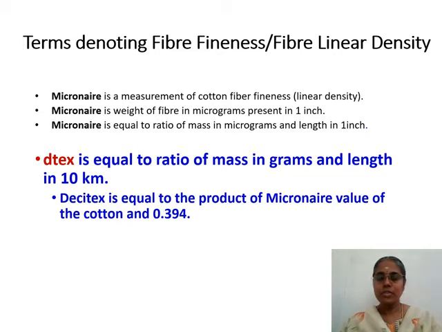So usually when you mix synthetic and cotton fibers, you check whether, when you blend it, both the fineness are nearby. So you usually convert it into micronair value and check. So the conversion factor for converting from decitex to micronair is 0.394.